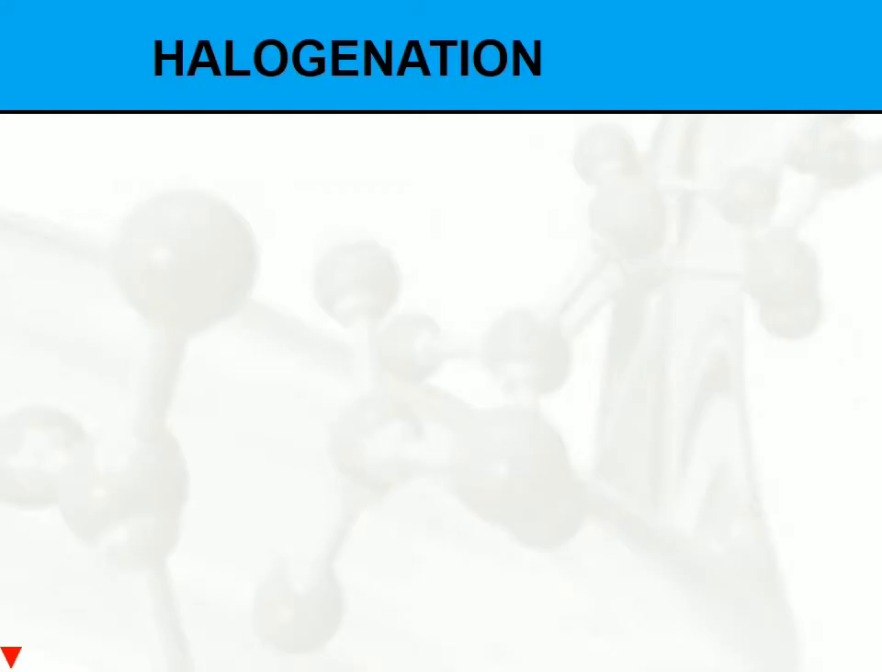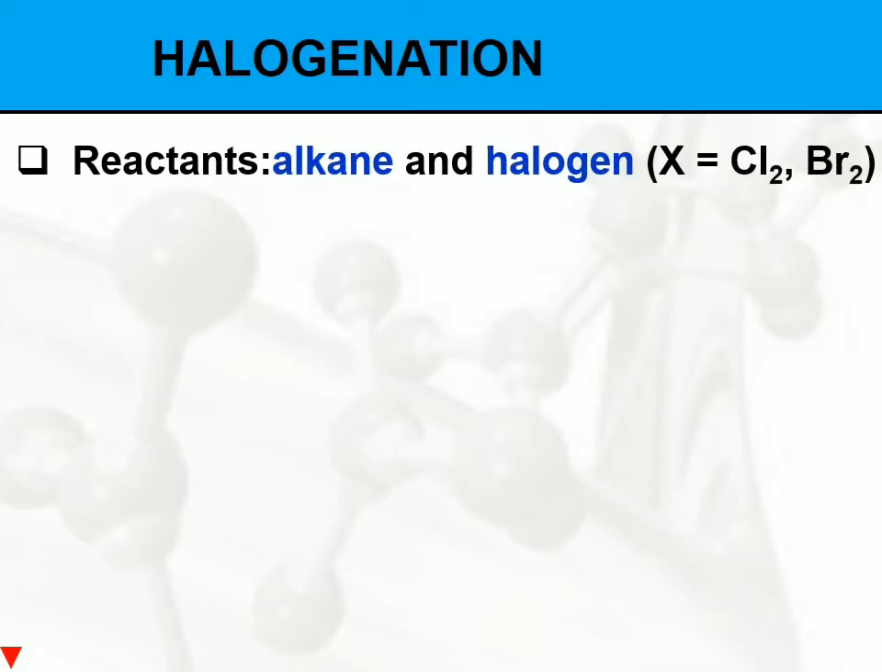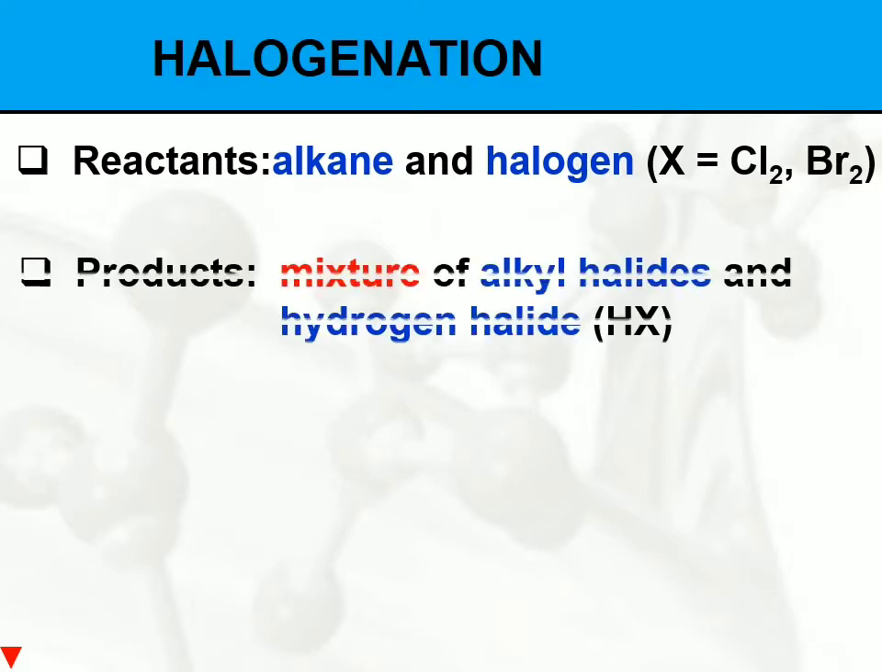Halogenation is a reaction between alkane and halogen. Normally the halogens used are chlorine and bromine, because iodine is too slow to show a reaction and fluorine is too violent. The product from halogenation is a mixture of alkyl halide and hydrogen halide.